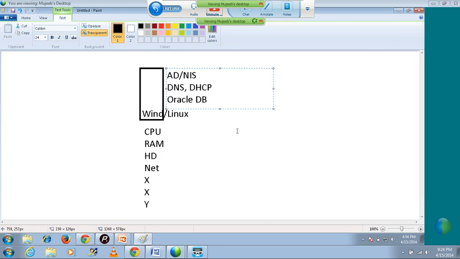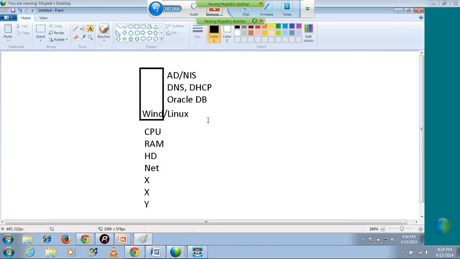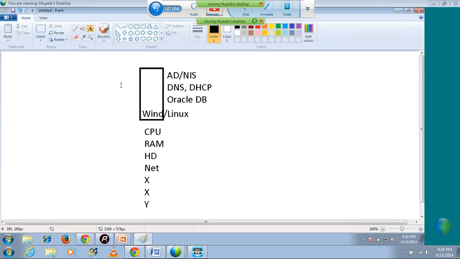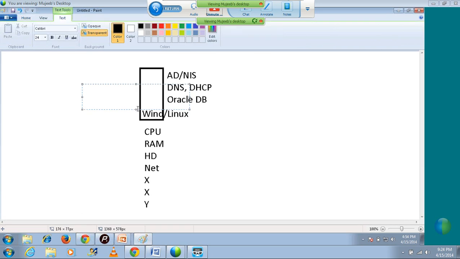Right now, I've listed out four services or applications: Active Directory, DNS, DHCP, and Oracle Database. Now, the first question: can I run all these services on the same machine? Can I do so? Yes, I can run. But should I run, guys?